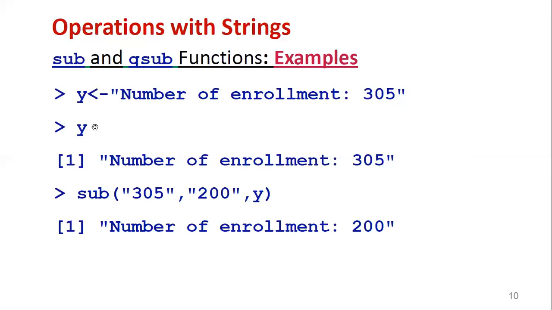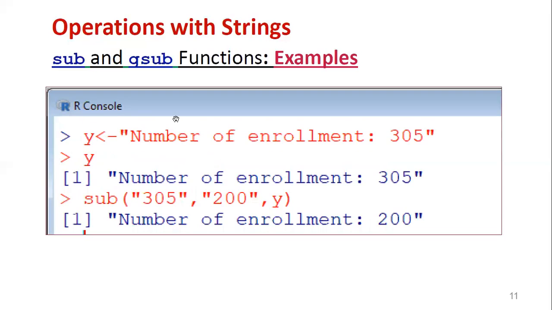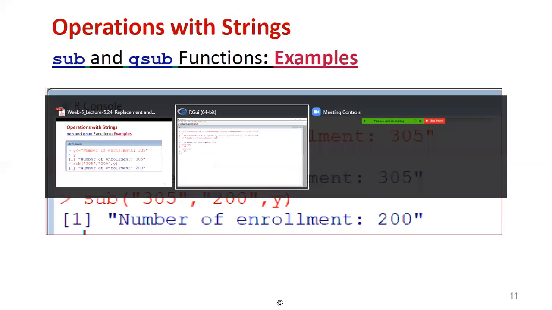Here y contains number of enrollment 305. That is one vector. Now you can see the output. Only that replacement happens. The remaining portion displays as usual without any change. So in number of enrollment, it finds where 305 occurred. Yes, 305 occurred in y at the end. So this is replaced with 200. Now see, this is the output.